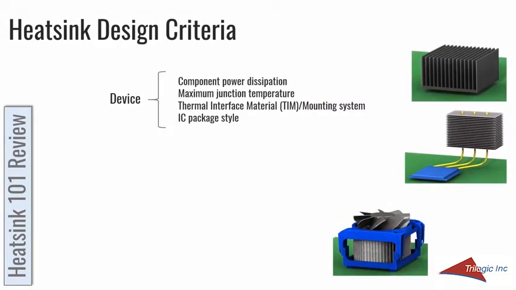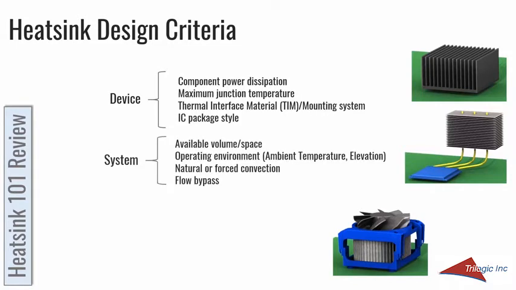We also introduced a way to categorize the different heatsink design criteria, first at the device level. Some important factors would be the component power dissipation, the maximum allowed junction temperature, the mounting system or interface material that's going to be used, and the IC package style. Some IC packages are more efficient at conducting heat out the top of the package, some the bottom.